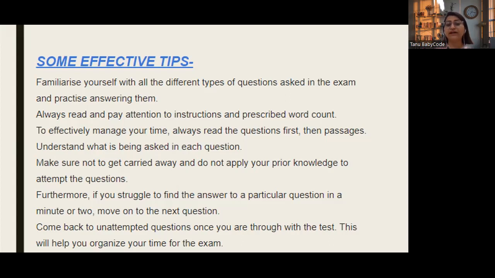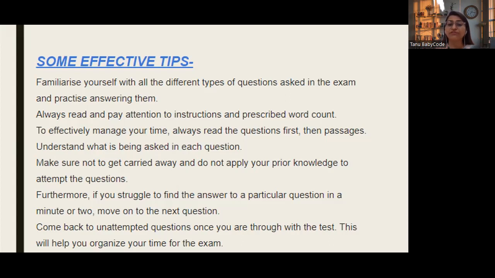Third is to effectively manage your time. Always read the question first, then the passage. Never read your passage first and then read your question. Not advisable, right? Understand what is being asked in each question. Make sure not to get carried away or apply any prior knowledge to attempt the questions, right? There is no checking of your knowledge. You should look for the answer in the passage, right?